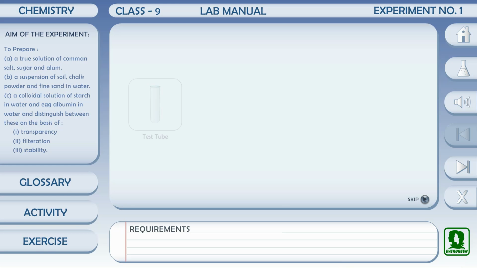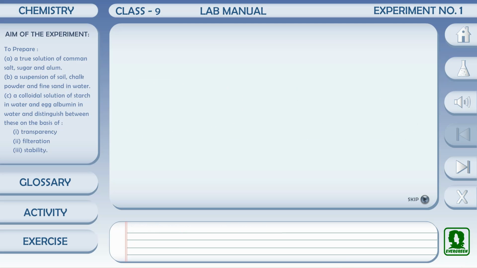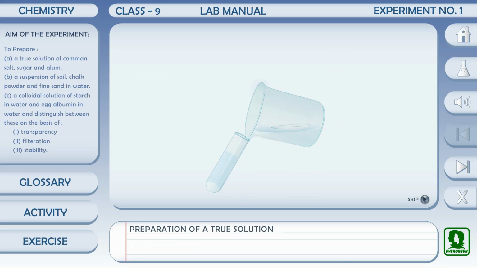Requirements for the true solution: test tube, salt, water, rubber stopper. Preparation of true solution: take a test tube, add some salt to it. Pour some water in the test tube. Insert rubber stopper in the test tube. Shake the test tube. This is true solution.